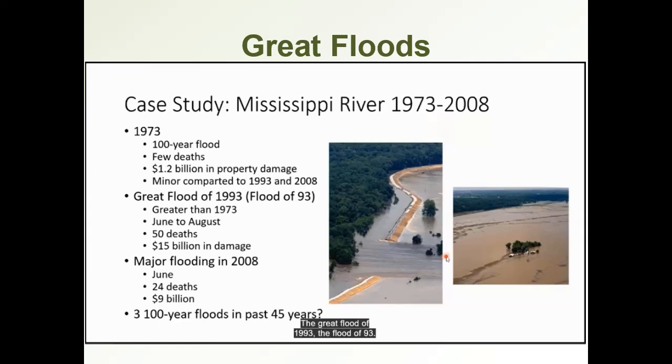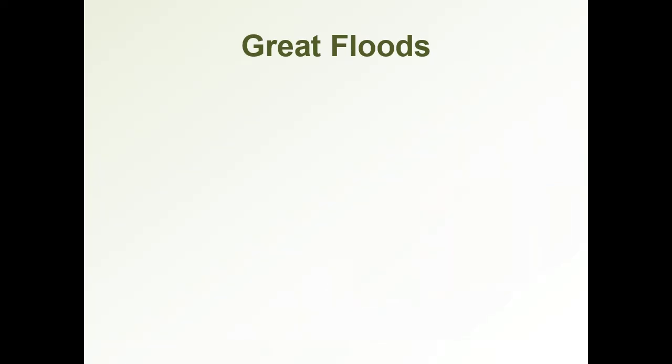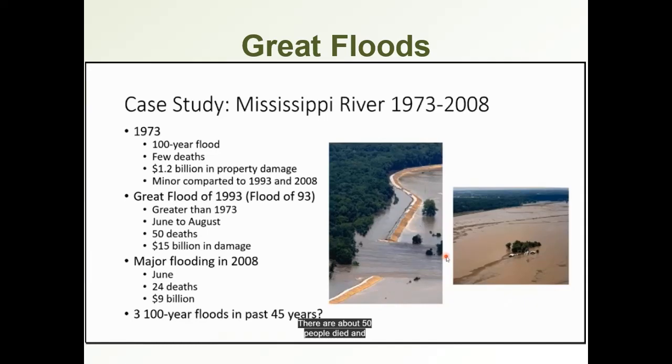The Great Flood of 1993, the flood of '93. I was there for this. I remember this distinctly. It was much greater than 1973. It occurred all summer. This was flooding on both the Mississippi River and the Missouri River. The Missouri River enters the Mississippi River at St. Louis. So there was massive flooding in the entire area, and the floodwaters didn't recede all summer. About 50 people died and there was $15 billion in damage.